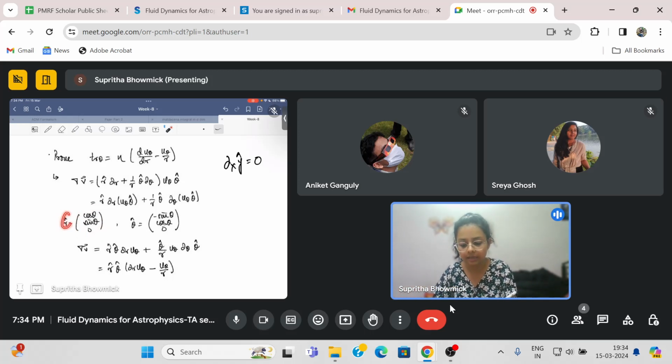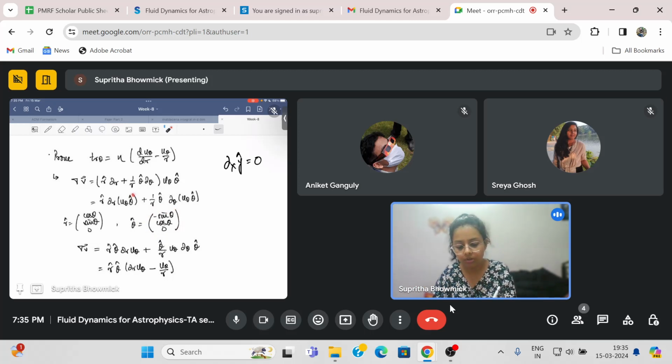If you express r cap in terms of i cap, j cap, k cap, you will see that this is cos theta i cap plus sin theta j cap. This is just relating the unit vectors in the two coordinates. And you will see that theta cap, which is the azimuthal unit vector in cylindrical coordinates, is related to the ijk unit vectors in Cartesian coordinates as minus sin theta i cap plus cos theta j cap. So you see that r cap and theta cap both have theta dependence. Theta cap is independent of r, but it does depend on theta.